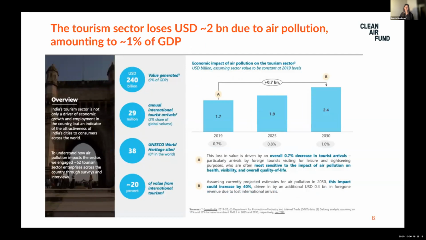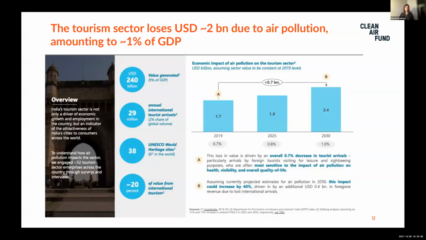The tourism sector is a very interesting one as well. We see almost 1% of India's GDP being lost just on the impact on tourism. It also led to employment loss for about 820,000 professionals in domestic tourism alone. And this impact is twofold. Either tourists decide not to travel to India or have a much lower quality experience when they do choose to travel.